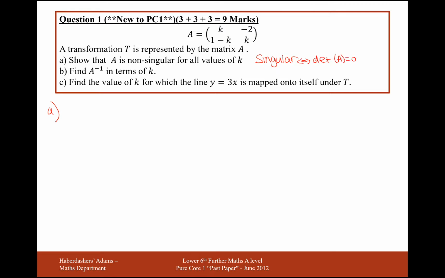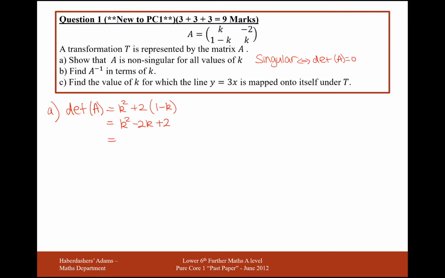So what we have to do here is prove that for all values of k, the determinant of this matrix can never equal 0. So the determinant of A is k times k, which is k squared, take away 2 times that, so it'll be plus 2 of 1 minus k. So this is going to be k squared, take away 2k, add 2.